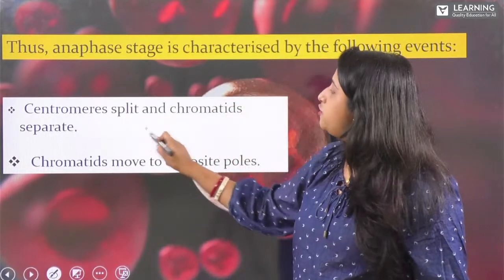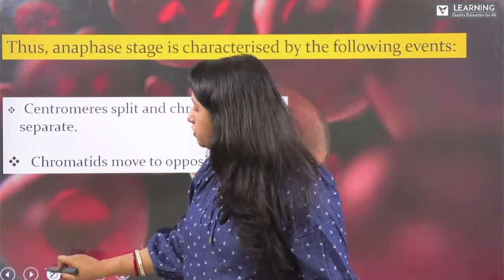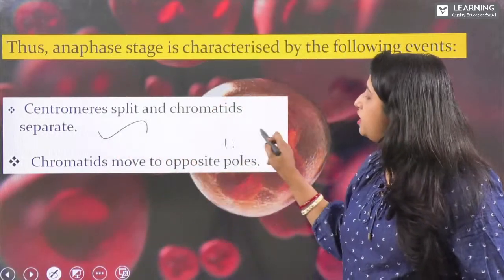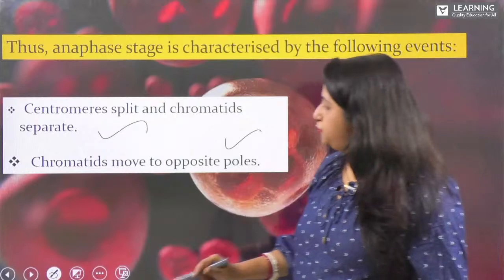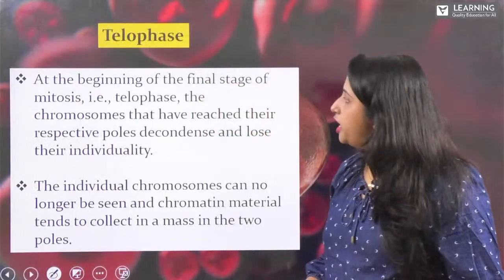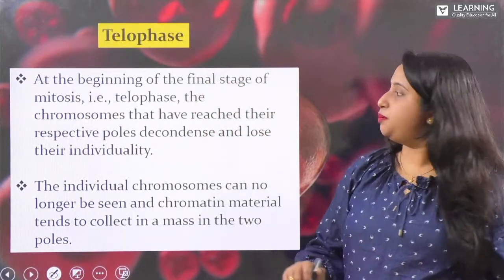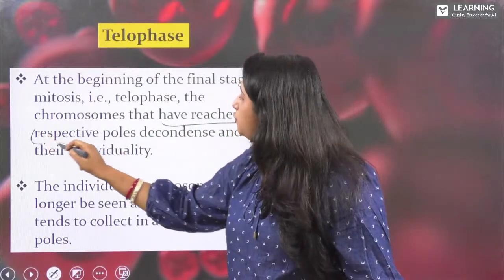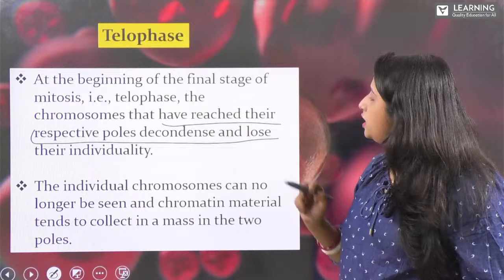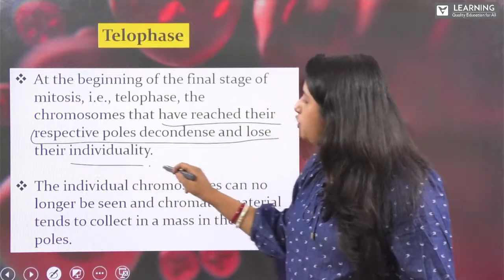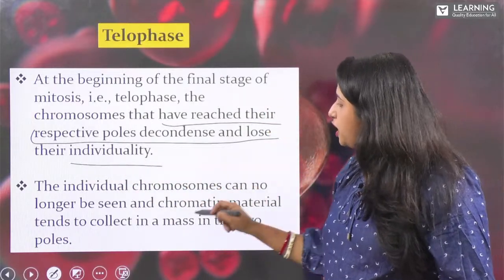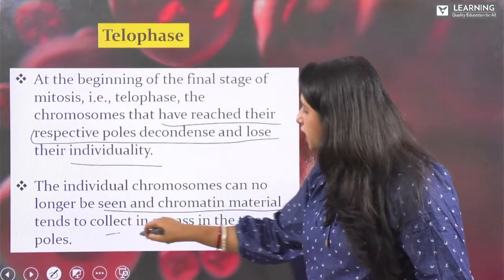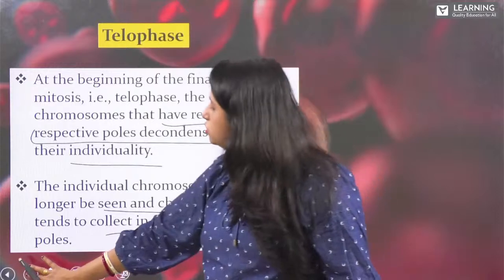So what happens? The centromere splits, as we have already seen, in the anaphase stage and the chromatids move towards the opposite poles. So now let us learn about the telophase. In the telophase, the chromosomes have reached their respective poles and decondense and lose their individuality, and the individual chromosomes can no longer be seen, and chromatin material tends to collect in a mass at the two poles, okay?